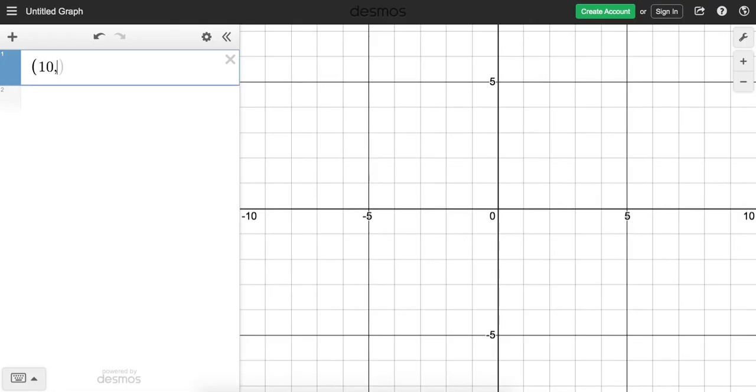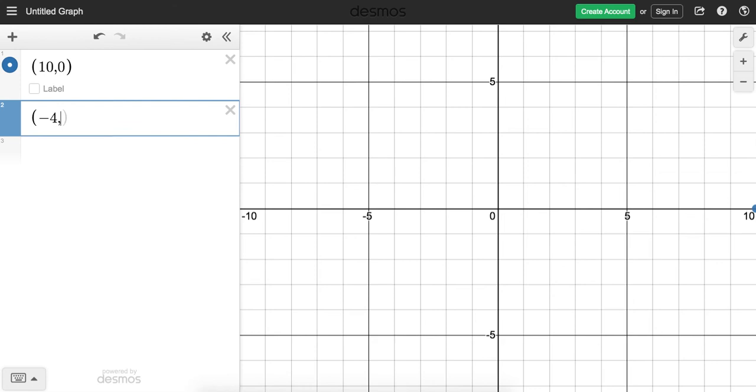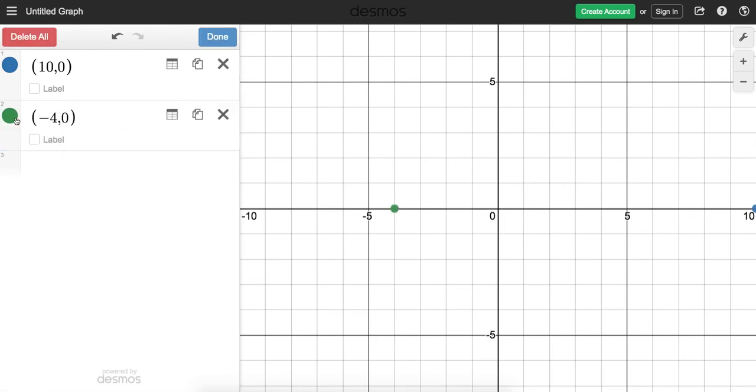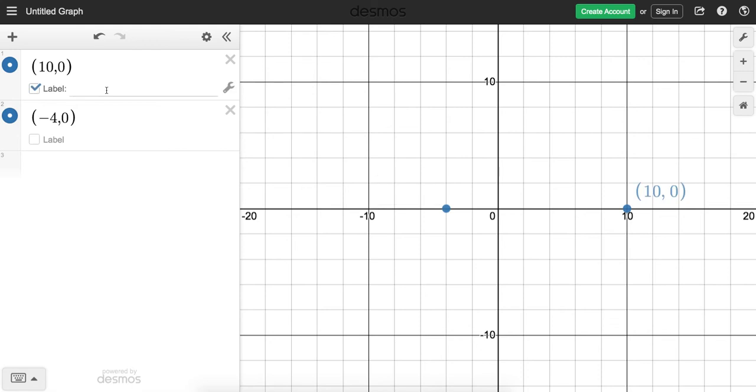So (10, 0), and we want to graph also (-4, 0). I'll make them the same color, although it's not really important. Let me zoom out a little bit. So here's my first vertex, and this one will be my second vertex.